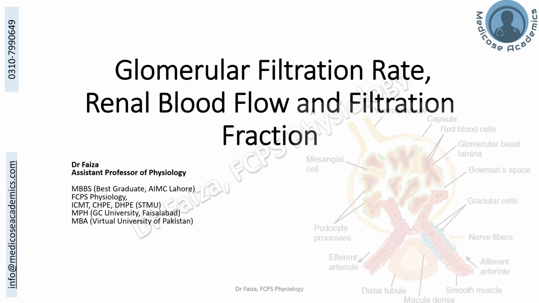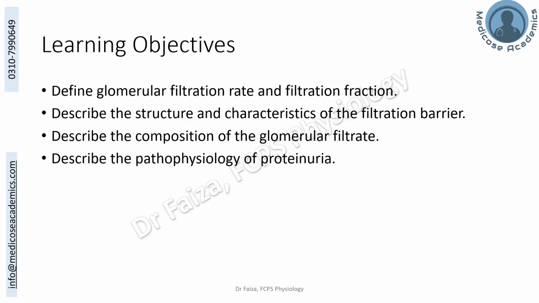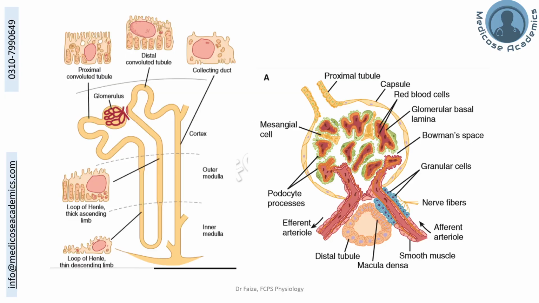Glomerular filtration rate, renal blood flow, and the filtration fraction. We will be looking into the characteristics of the filtration barrier as well as the GFR, renal blood flow, and filtration fraction characteristics. Starting from the different segments of the nephron, from the glomerulus till the renal tubules, the filtration, the GFR, is, as you know, occurring at the level of glomerular capillaries into the Bowman's capsule.